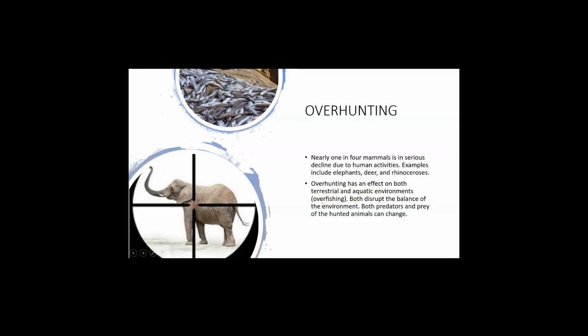So the way that overhunting is harmful to aquatic animals is because of overfishing. Both disrupt the balance of the environment. Both predators and prey of the hunted animals can change. So not only by hunting these animals are we affecting the population of that species, but also the animals that depend on eating those. So if we're taking too many fish, what other animals are impacted because of that? Animals that are eating the fish.